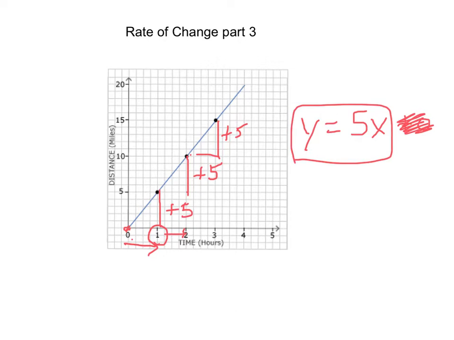All right, so it's possible though to have lines that go the other direction, that go downward. So for instance, you could have a line that has an initial value of say 15 and then it starts decreasing by 5 as x increases by 1. So this would look something like that.